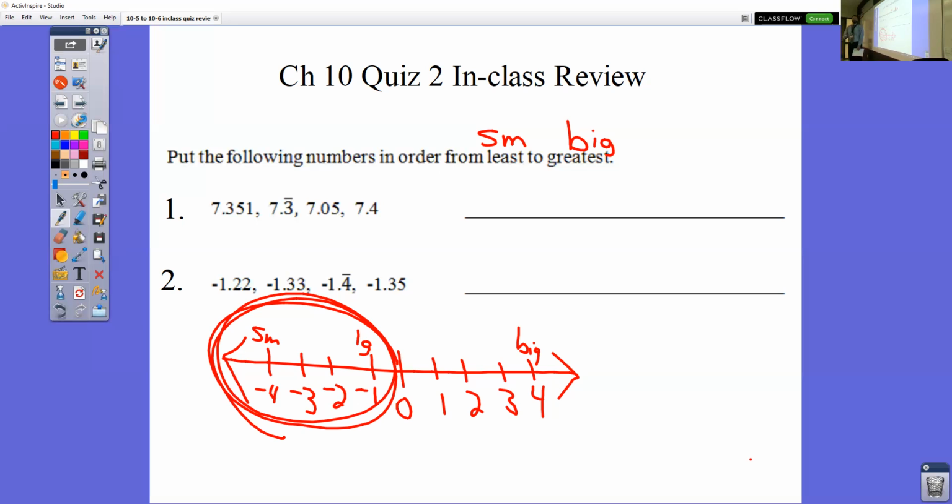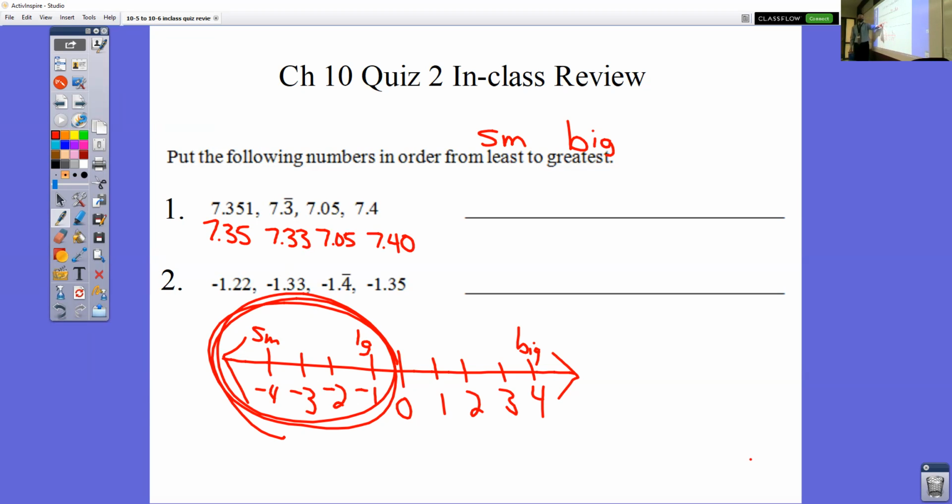So again, I would strongly suggest making these numbers look like money. 7.351 is like $7.35. 7.3 repeating is like $7.33. There would be a 3 after this 3 because that 3 is repeating. Then we have $7.05. That one doesn't change at all. 7.4, remember that when it's a terminating decimal, a decimal that stops, we can always add a 0 onto the end. So that 7.4 is really $7.40.